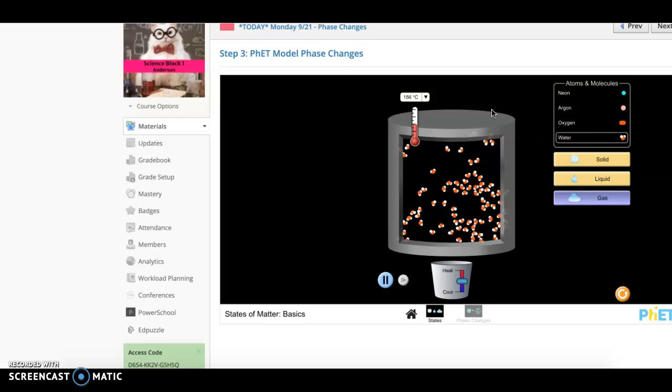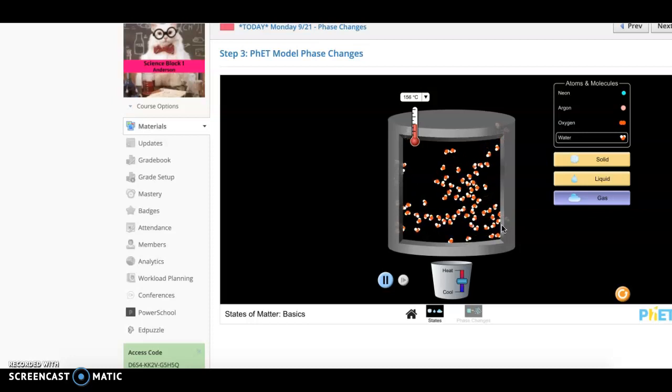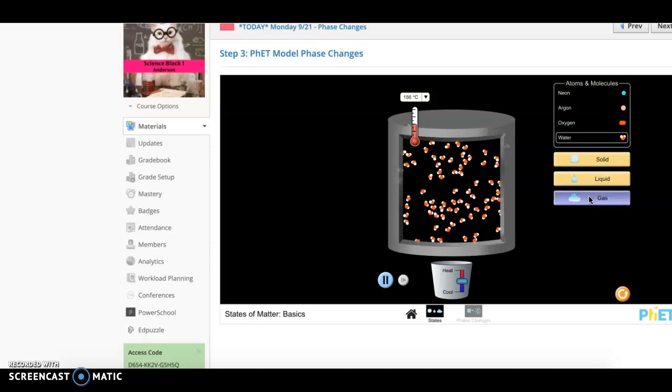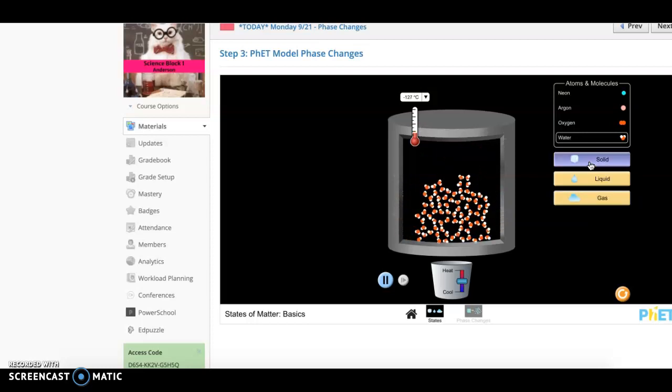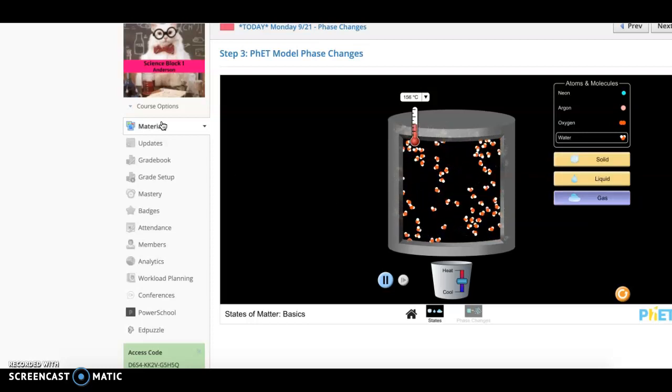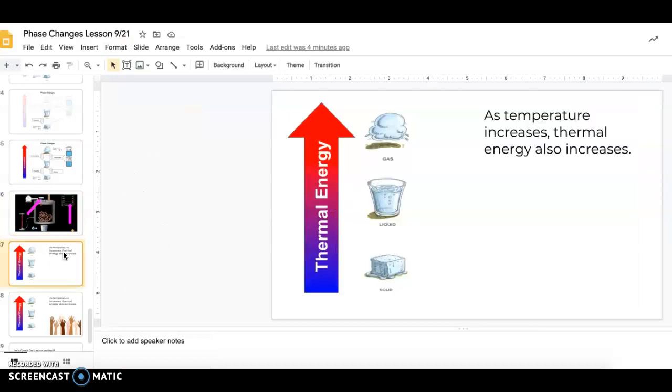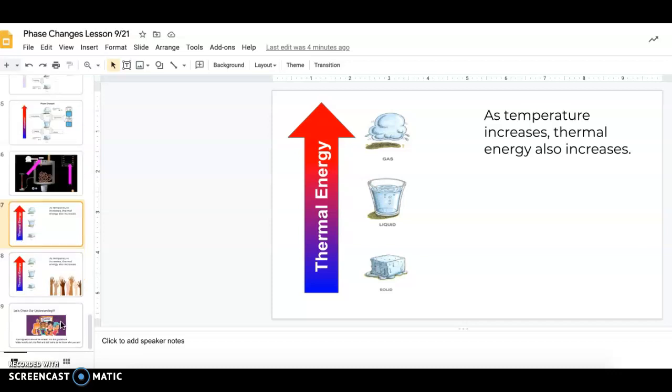You're going to make some observations. You should observe that as we increase the temperature, the molecules move faster. They start to move faster, and they're more spread out. They get more and more spread out. So what we're doing here is increasing thermal energy. As temperature increases, thermal energy also increases. And as thermal energy increases, the molecules of water and any other molecule start to spread out and move faster. That's what it means to increase thermal energy, and that's why we have phase changes.